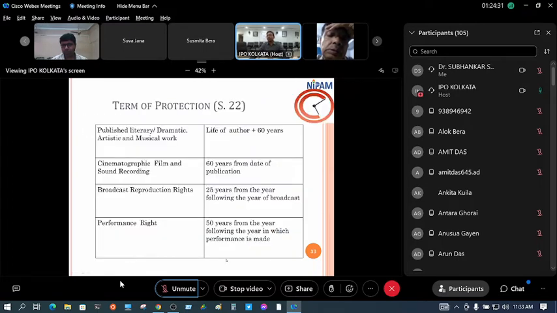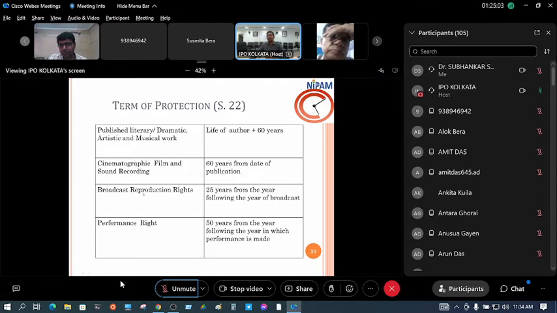What is the term of protection for a copyright? If you have registered a copyright for literary, dramatic, artistic, and musical works, the term will be life of the author plus 60 years. That means when the death of the author occurs, from that date up to 60 years. And likewise for films and sound recordings, it will be 60 years from the date of publication of that copyright document.